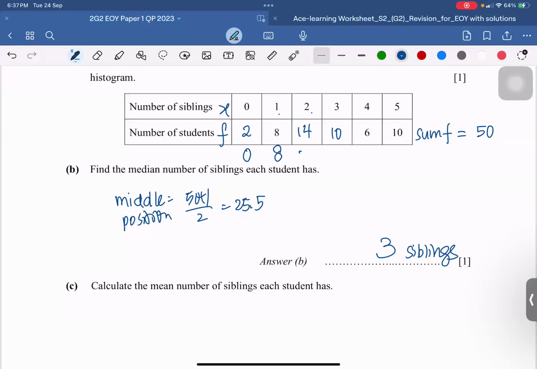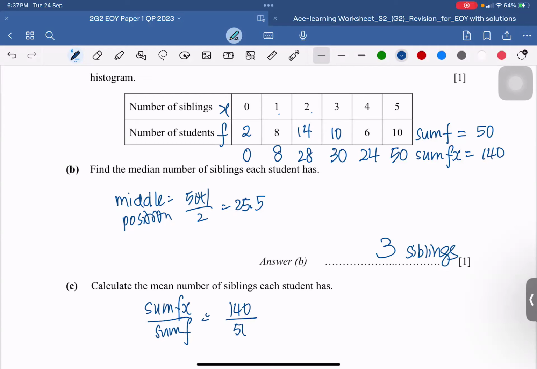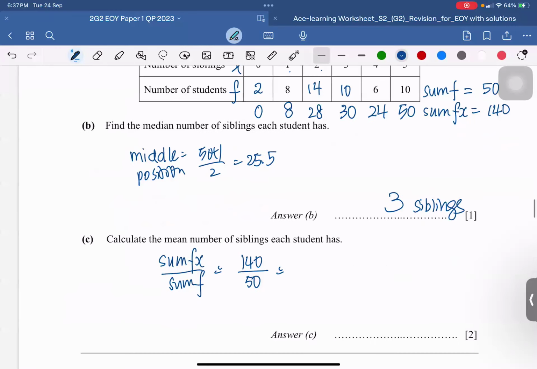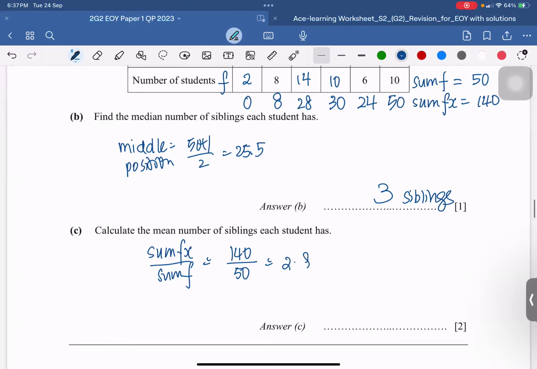28. 30, 36, 50. Find sum fx, 140. Then we take sum fx over sum f. So 140 divided by 50 is 2.8. This one is the mean number of siblings.